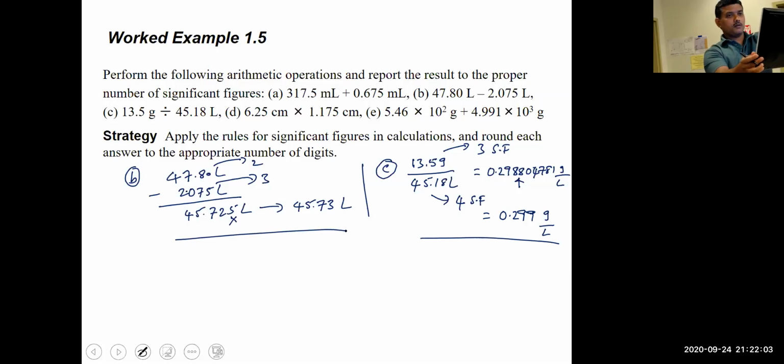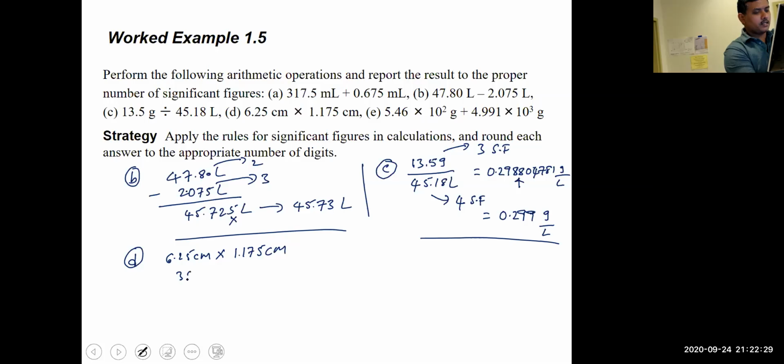Let's try to do D. D is doing a multiplication. So I'm going to use the same technique that I used for problem C here. The answer should have the least number of significant figures. So 6.25 cm multiplied with 1.175 cm. This one has 3 significant figures, this one has 4 significant figures. So my final answer can only have 3 significant figures.